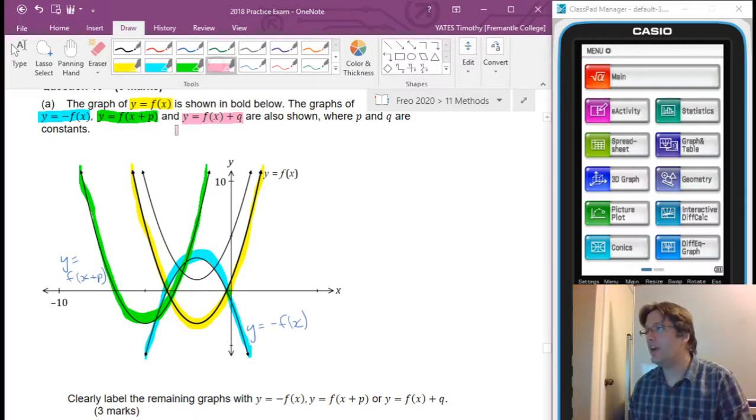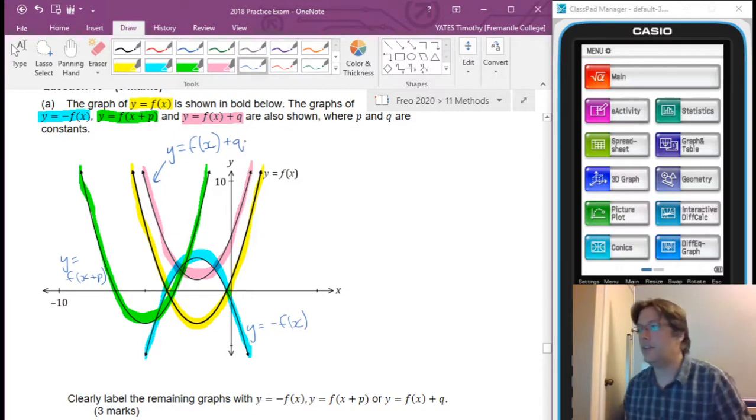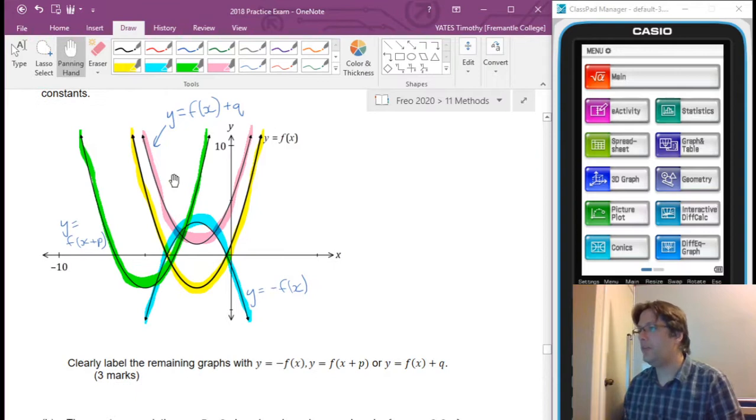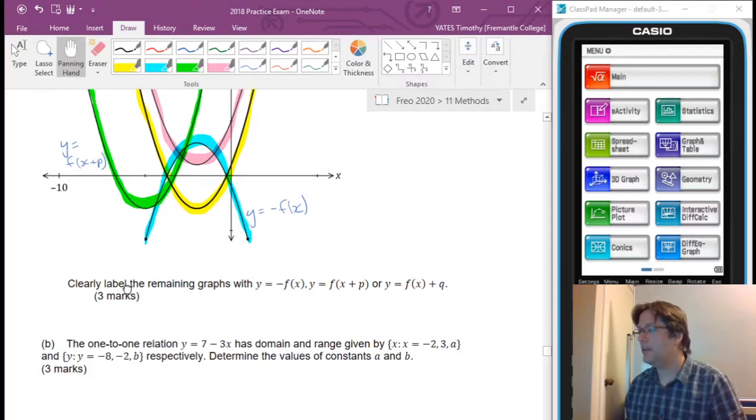And when we add a number outside, we are shifting up. So this would be our third one. It's really important to make it very clear which one you're looking at, because if you don't make it clear by using arrows or something similar, then you could easily lose some points for something that you've already worked out properly. So that should be 3 pretty easy marks.